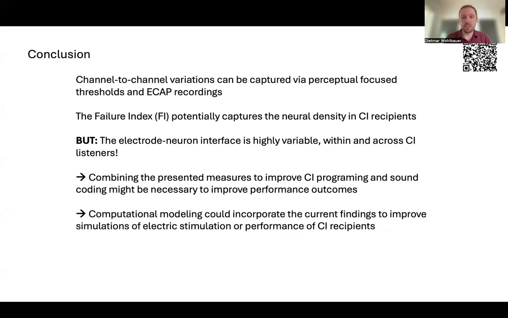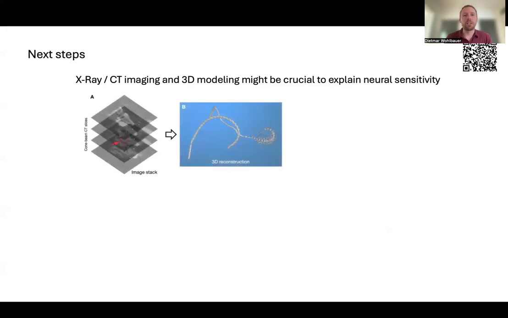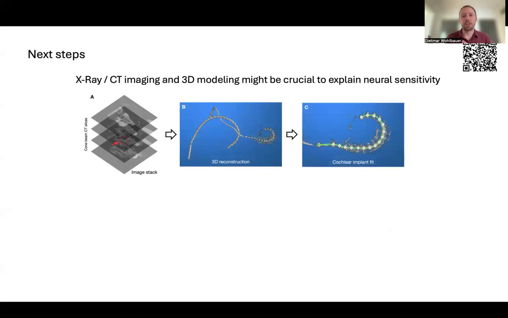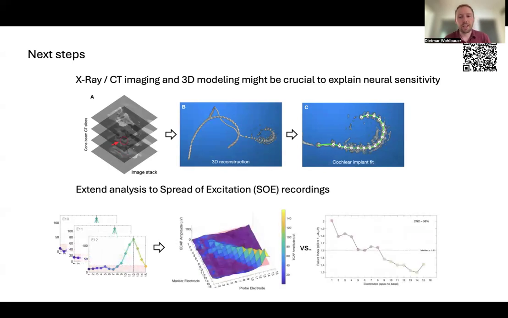And also, what can we use this for in the future? Possibly for computational models to improve the outcome based on real human data. So what are the next steps? Of course, we don't know anything about the anatomy yet, or we don't consider it yet. So we have to look into imaging data, and we could possibly create some more outcome measures that explain the anatomy and our findings based on the objective measures. And then what we also do is look into spread of excitation, which is just another ECAP metric. So we can possibly identify more relationships between the failure index and the objective ECAP outcome.